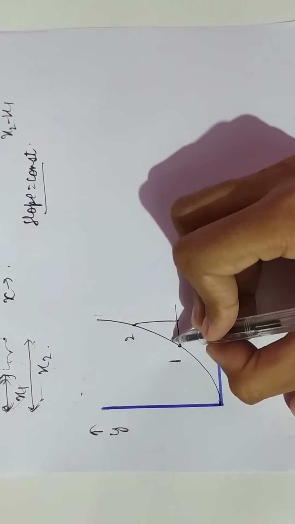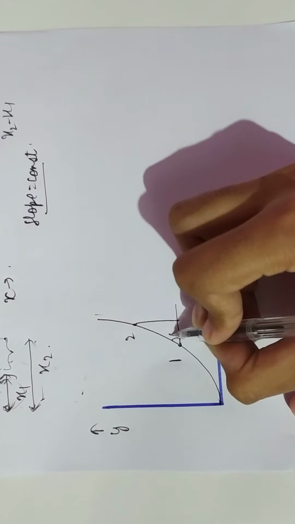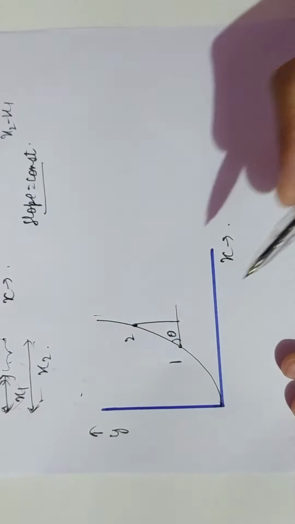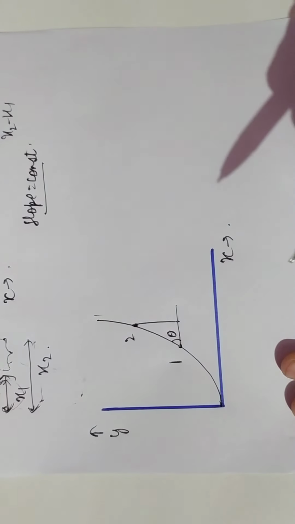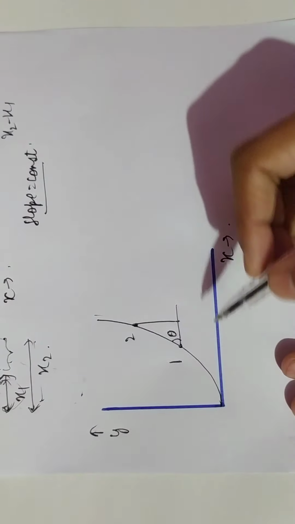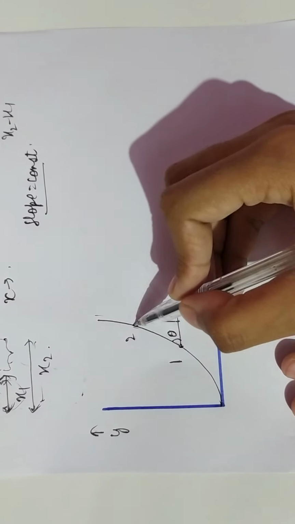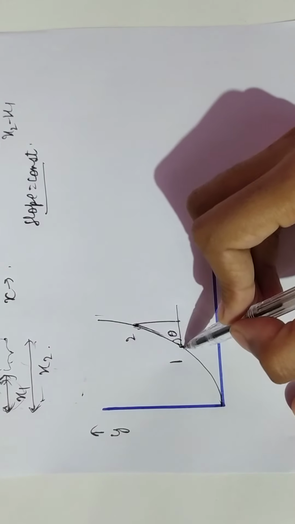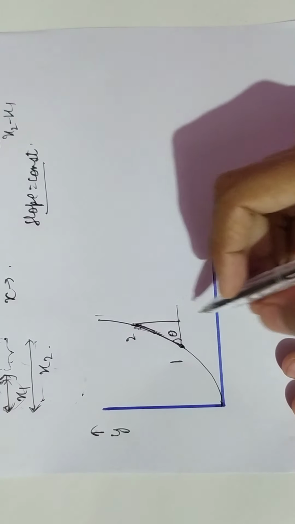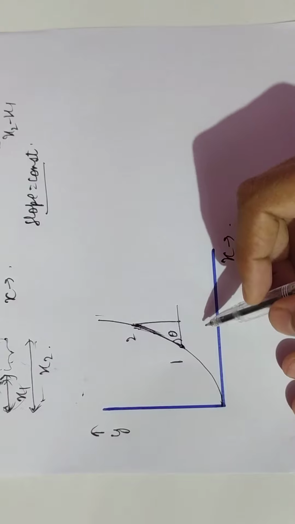The same way we will follow the procedure. This is angle theta. In that case we had a straight line, so we could easily find the perpendicular, base and hypotenuse. But in this case we are given a curve, so we cannot approximate this curve as the hypotenuse. And we want to find the slope. So what can we do?